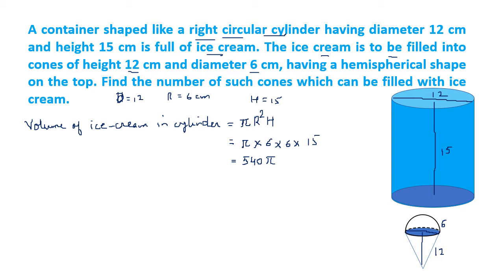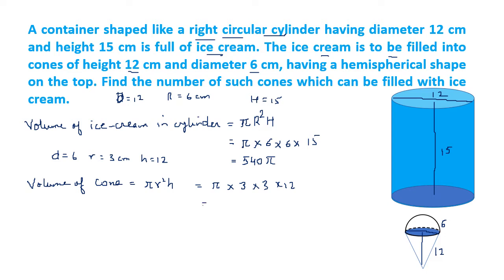Now to fill the cones. So volume of cone is again pi r square h, the smaller one. I'll keep the pi as it is. Now in this case the smaller diameter d is 6. So radius is 3 centimeter. Height is 12. So pi into 3 into 3 into 12. 12 threes are 36, 36 threes are 108. 108 pi. So number of cones filled.